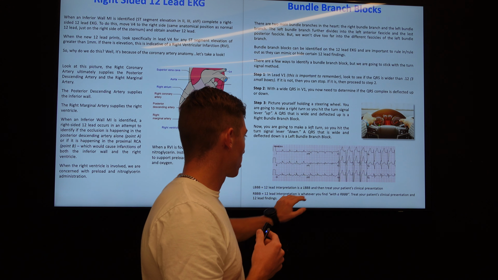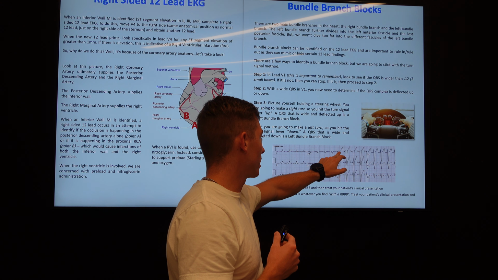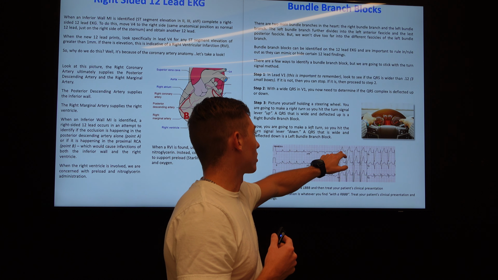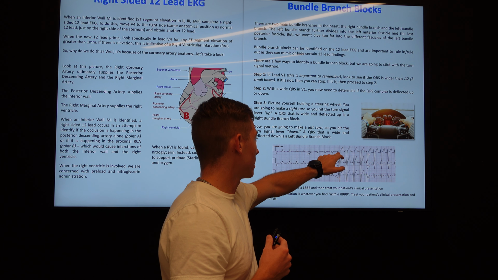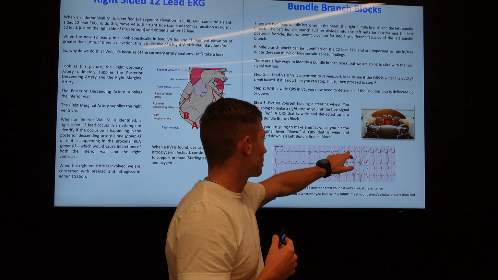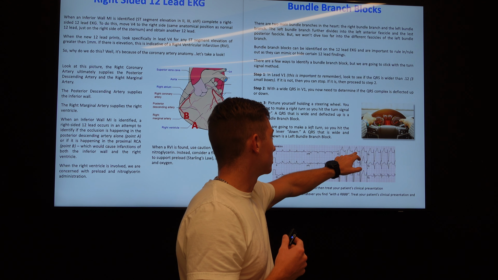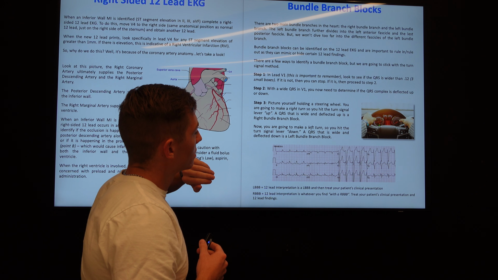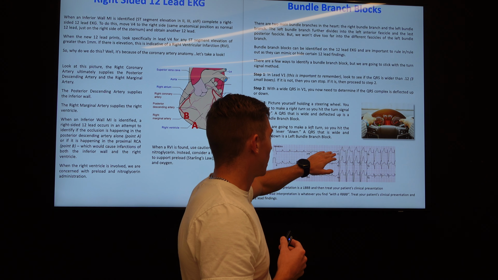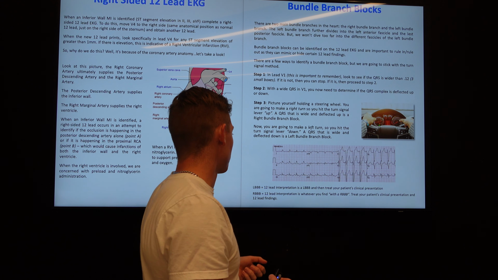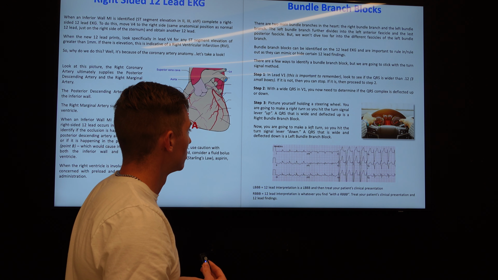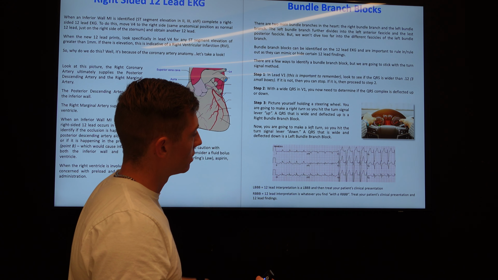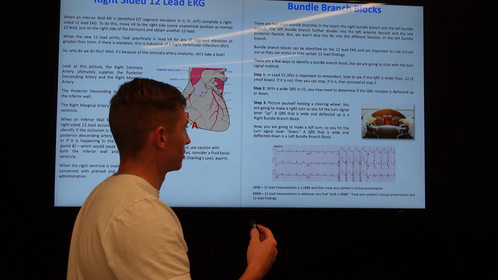So let's look at this picture. V1, wide, yeah, that's definitely wider than 3 boxes. It's almost like 5, I want to say. I'm assuming this spikes up. That's got to be hyperkalemia, the potassium. So it's wide and it deflects down. This is left bundle branch block. If it was, no, up. Up is right, down is left. Yeah.